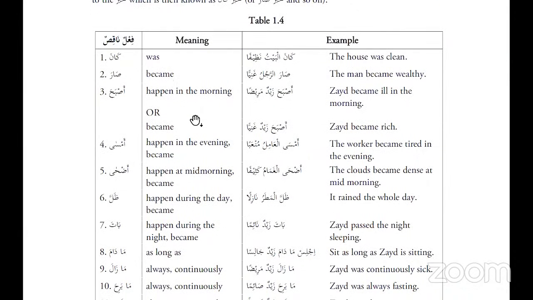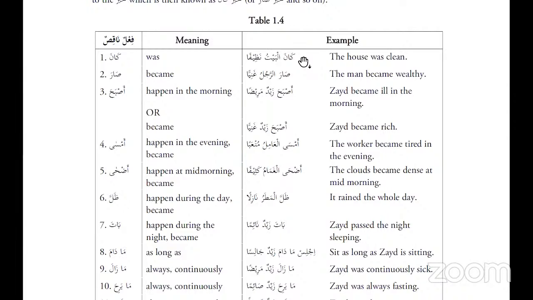Number 1, kana means was. Kana al-baytu nadhifan, the house was clean. So al-baytu is the ismu kana, and nadhifan is the khabar of kana. Number 2, sara, became. Sara ar-rajulu ghaniyan. Ar-rajulu is the ismu of sara, and ghaniyan is the khabar of sara, and it means the man became wealthy.